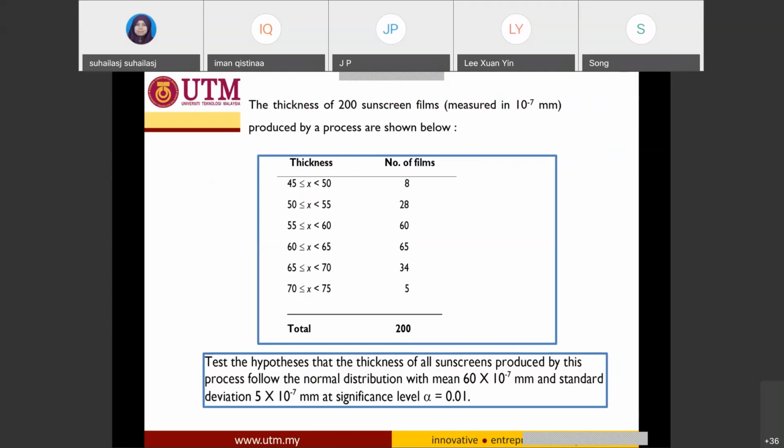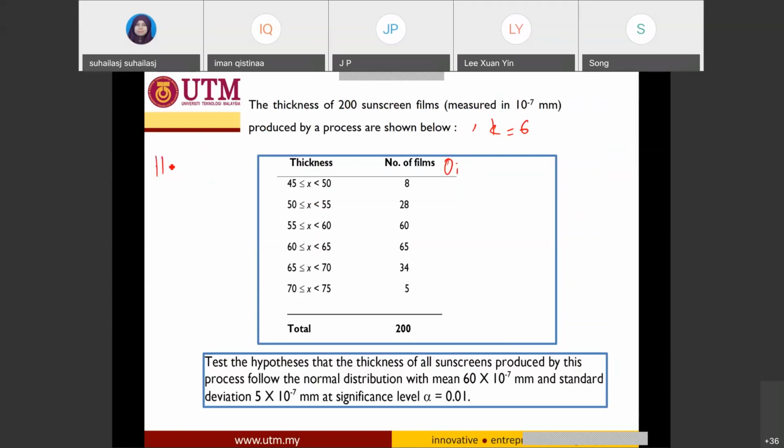I think the procedure you already understand. The number of films in this case is your observed frequency, your OI. There are 1, 2, 3, 4, 5, 6, so we have 6 categories. Originally we have 6 categories. You want to test whether this follows a normal distribution or not.